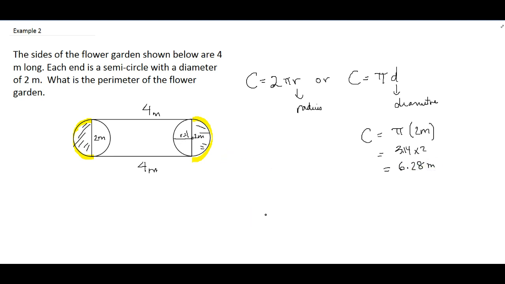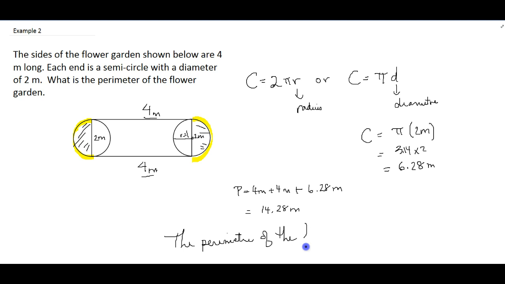meters for the circumference. Then remember that we have 4 meters on one length and one side and 4 meters on the other. So our perimeter is going to equal 4 meters plus 4 meters plus our 2 semicircles, which is 6.28 meters, and that gives us 14.28 meters. So the perimeter of the flower garden is 14.28 meters.